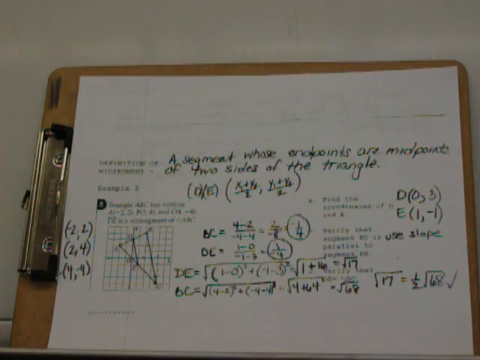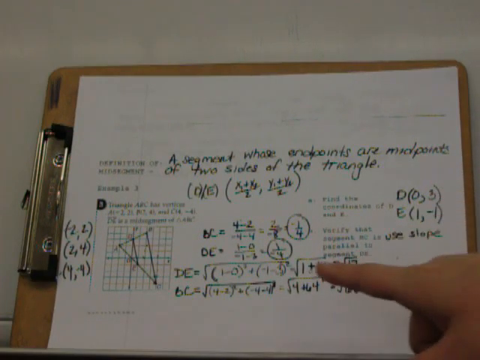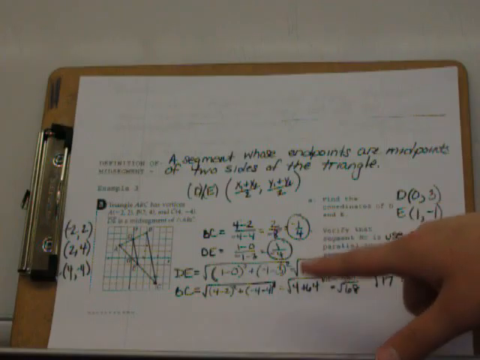The second part of this is to verify that segment BC is parallel to segment DE. Alright. Well, that's easy enough. We need to see what the slope of DE is. So you have your two ordered pairs here. You find the slope by taking 1 minus 0 over negative 1 minus 3. So you get negative 1/4.